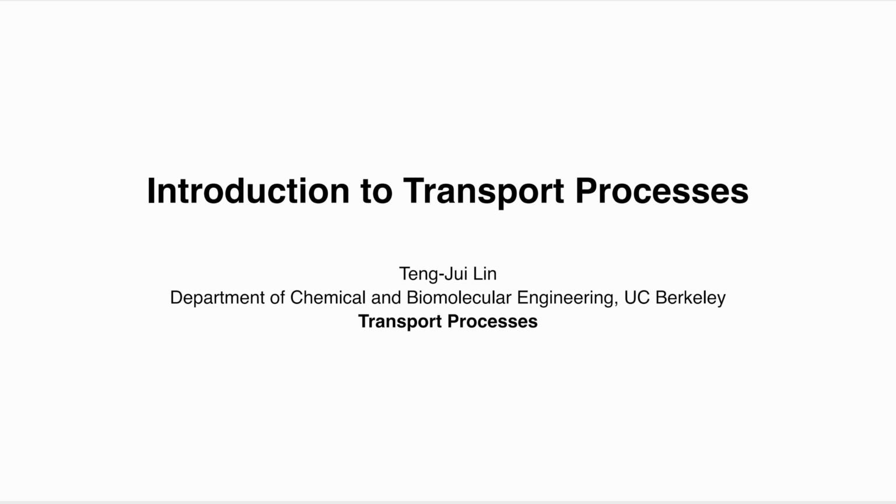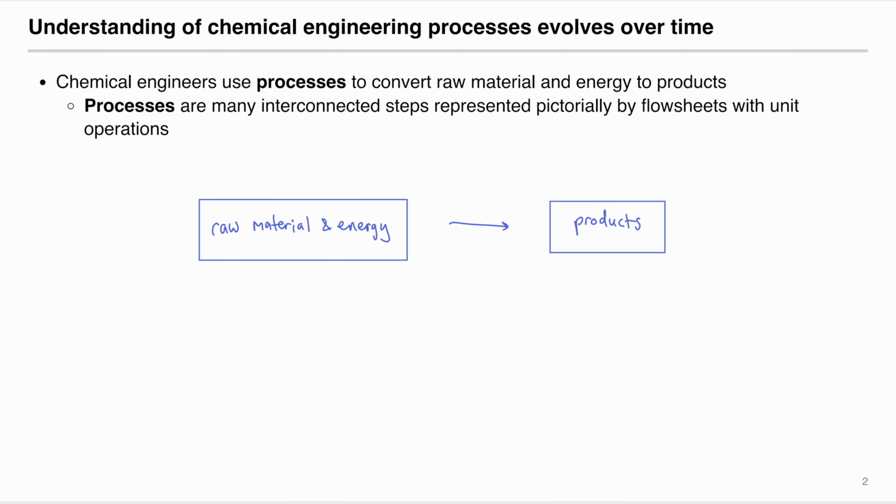In this video, we will go over what are transport processes, why we study transport processes, and how can we succeed in studying them. As chemical engineers, we use processes to convert raw materials and energies into products. And these processes are usually many interconnected steps represented pictorially by flowsheets with many unit operations.